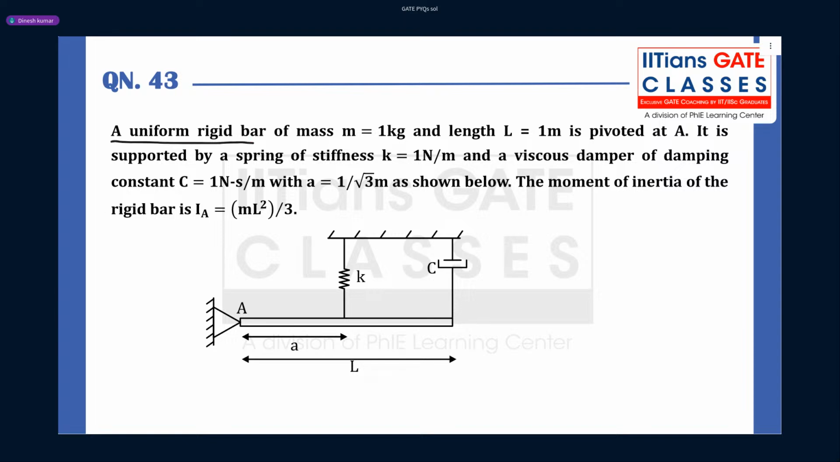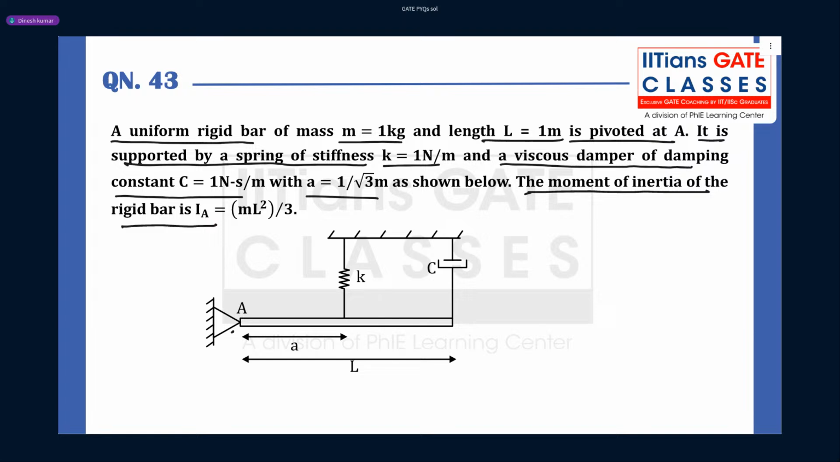A uniform rigid bar of mass m equal to 1 kg and length l equal to 1 meter is pivoted at A. It is supported by a spring of stiffness K equal to 1 Newton per meter and a viscous damper of damping constant C equal to 1 Newton second per meter, with a equal to 1 upon root 3 meter, as shown below. The moment of inertia of the rigid bar is IA.